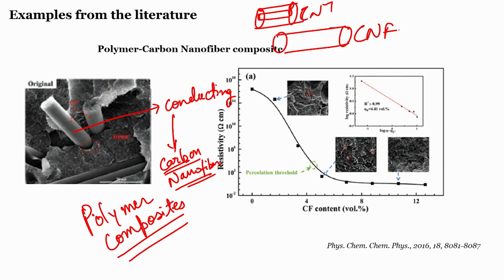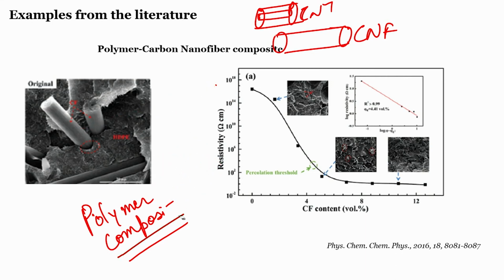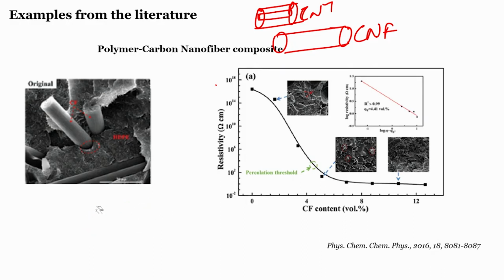So what they did, they took a polymer and then they kept filling this carbon nanofiber, and then they measured the resistivity of the composite at different filling fractions. This filling fraction is the same as volume fraction or packing fraction. There are different names to it, so please don't get confused. So they kept filling at different concentrations. So this is plotted for P on the x-axis and the resistivity is plotted on the y-axis.